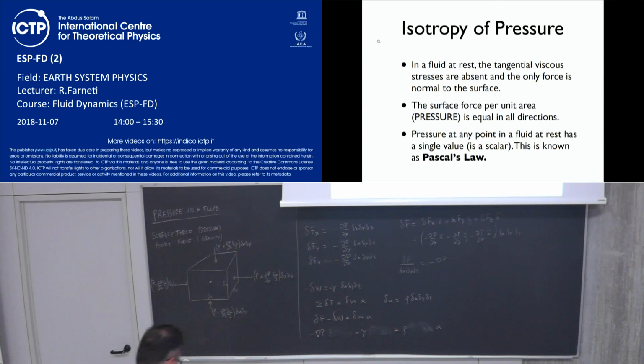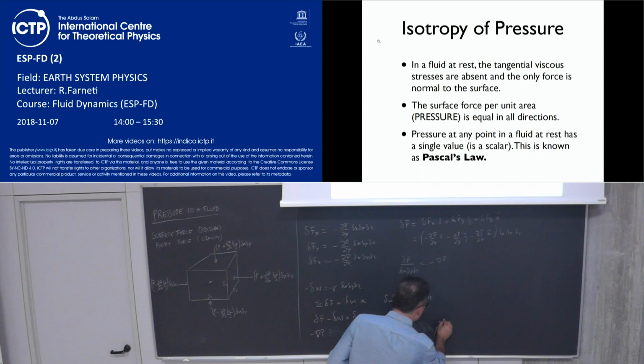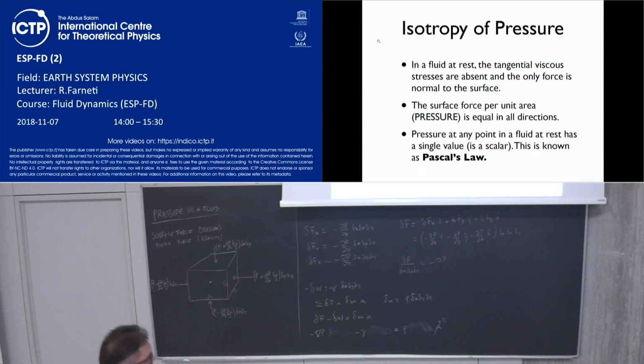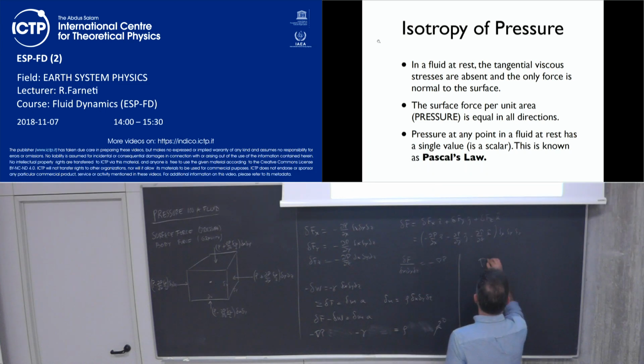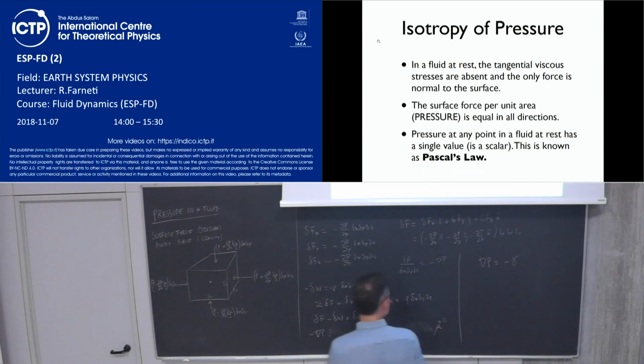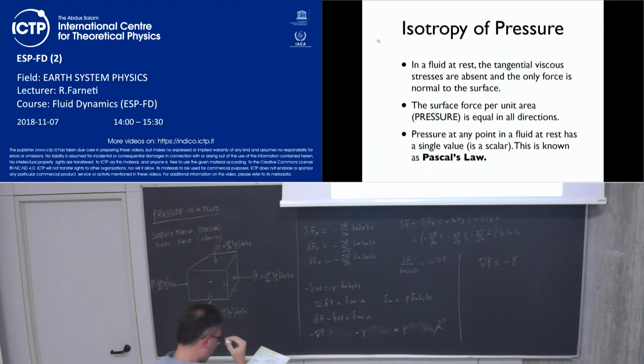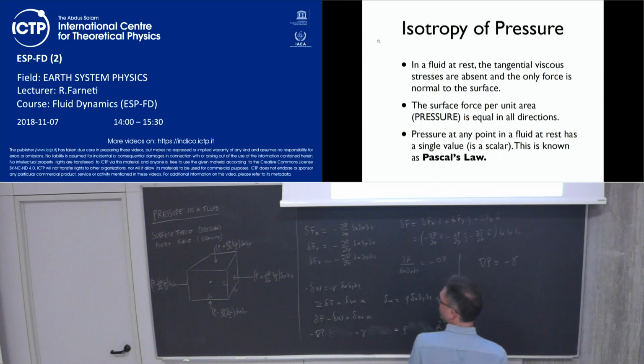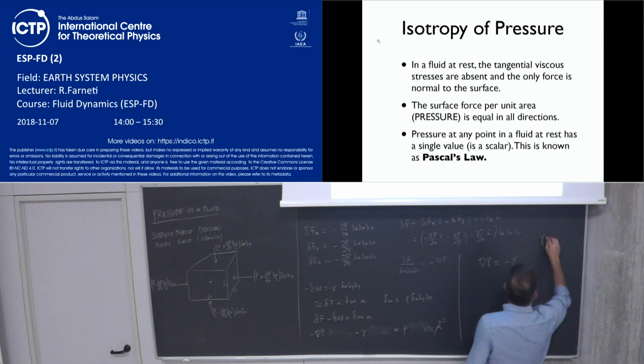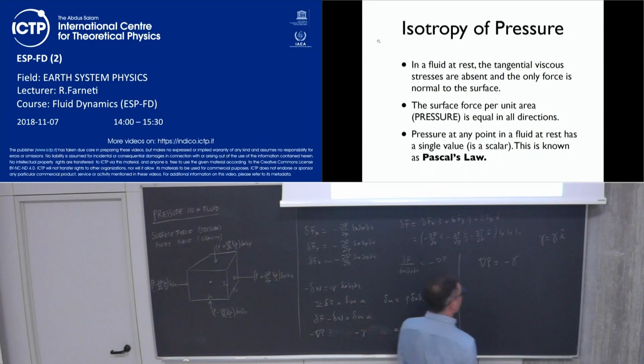And of course, as we started off by saying, there is no acceleration because the element of fluid is at rest, so a is equal to 0. So what do we have? We have that the gradient of p is equal to minus gamma. But what is gamma? Gamma is the specific weight, and the specific weight acts in only one direction, so gamma is nonzero only in the vertical direction.